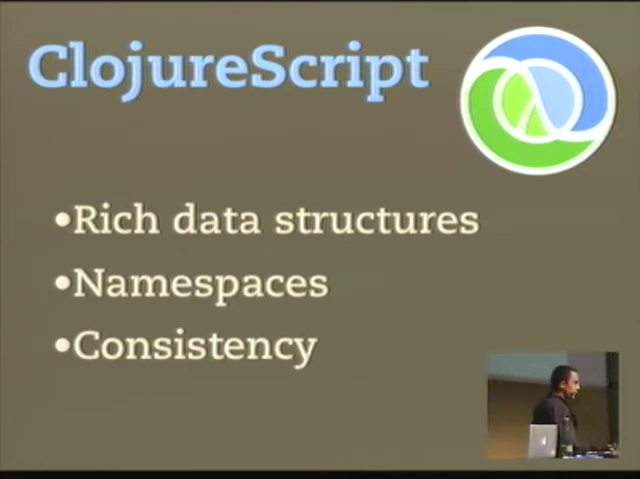And it even has little things. Namespaces isn't the sexiest thing in the world, but if you use JavaScript, you basically have to roll your own namespace system anytime you want to build a large application. And that gets real old real fast. So it's really nice to be able to use something like Clojure and have all this stuff built into the language and just be able to take advantage of it.